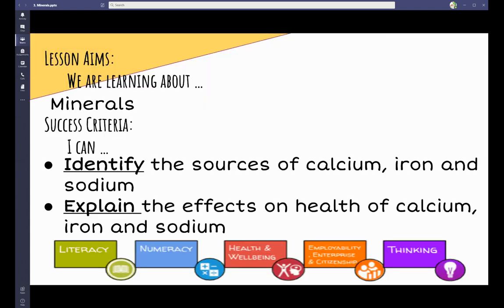So by the end of today, you should now understand sources of calcium, iron and sodium and why we need these in our diets. What are the effects of having these in our diets? And that is minerals, which is part of the micronutrients that we have been learning about.